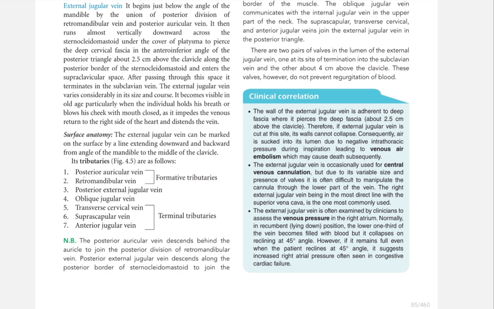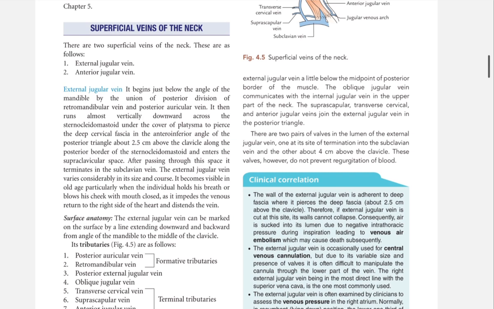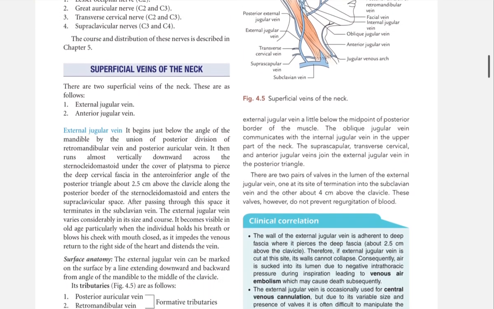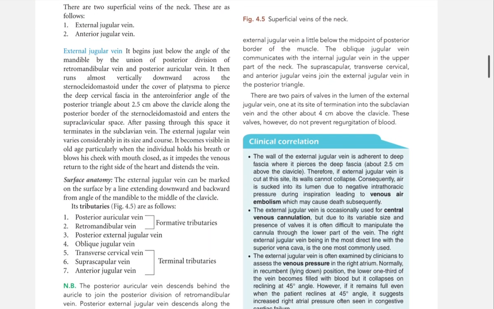Its tributaries are as follows: posterior auricular vein, retromandibular vein. These are formative tributaries. Next, posterior external jugular vein, oblique jugular vein, transverse cervical vein, suprascapular, anterior jugular vein. These are terminal tributaries. The posterior external jugular vein joins the external jugular vein a little below the midpoint of posterior border of the muscle. The oblique jugular vein communicates with the internal jugular vein in the upper part of the neck. The suprascapular, transverse cervical and anterior jugular vein join the external jugular vein in the posterior angle.